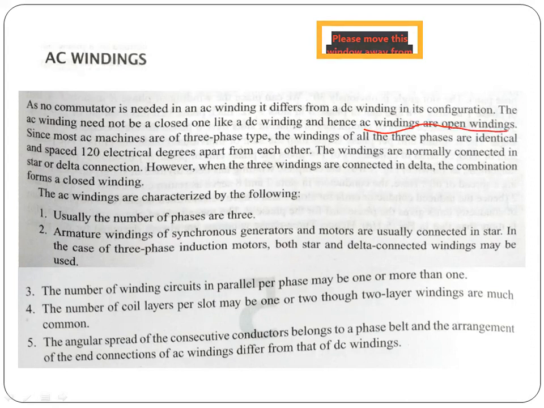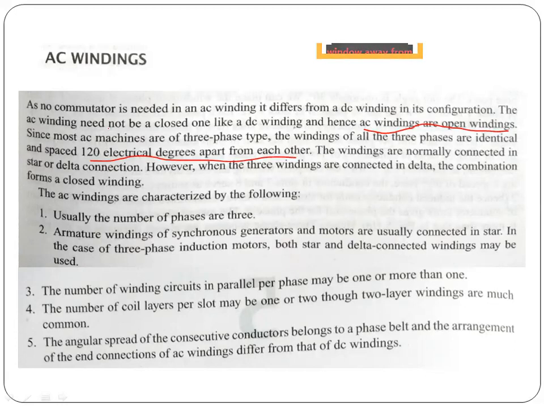Since most AC machines are of three-phase type, the windings of all these three phases are identical and spaced 120 electrical degrees apart from each other. The windings are normally connected in star or delta connection. However, when the three windings are connected in delta, the combination forms a closed winding. The following characteristics need to be maintained by the AC windings.